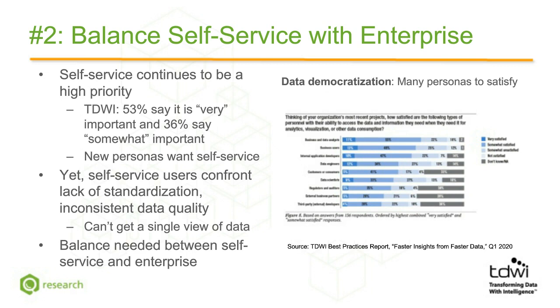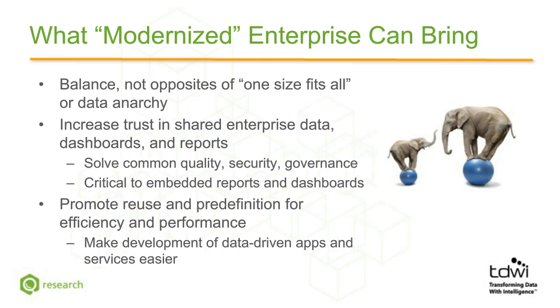And what this, I think, does point to is a better balance needed between self-service and enterprise, because enterprise can help solve some of these problems. And so a modernized enterprise can approach this with the idea of trying to get to that balance. So away from the old days of one-size-fits-all to a better integration between self-service and enterprise. So enterprise can take on some of the things that are difficult to do from a departmental level. That would be solving common quality, security, and governance issues.